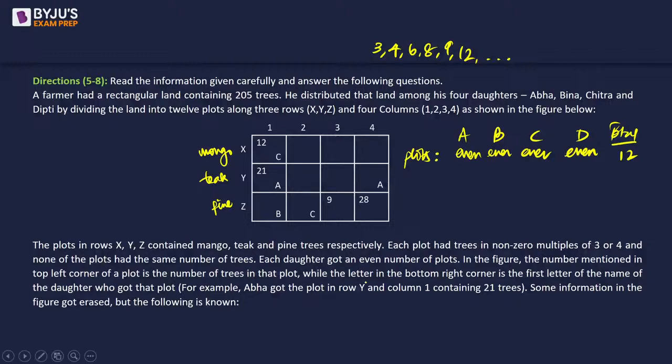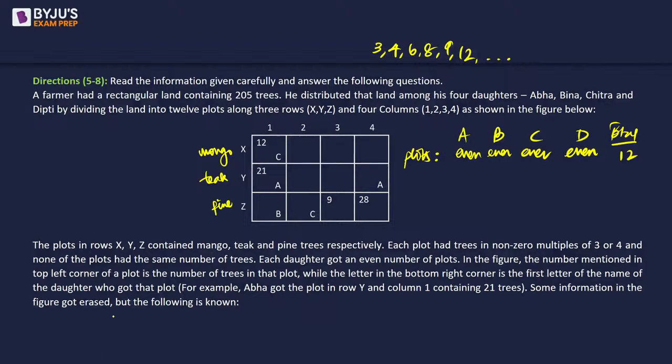In the figure, the number mentioned in the top left corner of a plot is the number of trees in that plot. So these numbers represent trees. While the letter at the bottom right corner is the first letter of the name of the daughter who got that plot. For example, Abha got the plot in row Y and column 1 containing 21 trees. So this part is understood.